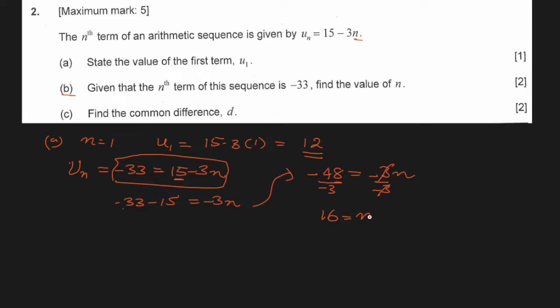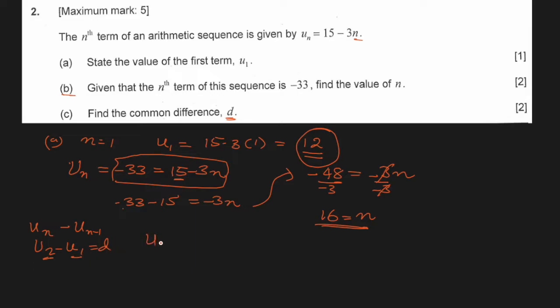n can never be negative. The term number can never be negative. That's why n is 16. Find the common difference d. So common difference is any term, say u_n, minus the term which is before that. Since I know u_1 already as 12, let's find u_2. So u_2 minus u_1 will be d, the difference between two consecutive terms.